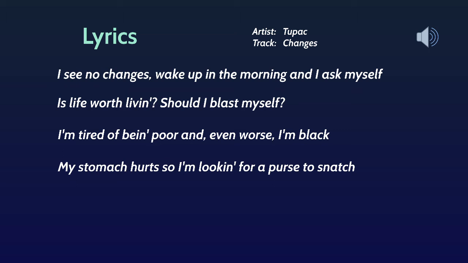Here we see some powerful lyrics with a deeper meaning about being poor and having to steal to find your way because you're hungry. He doesn't literally say the words that he's hungry, but he says, my stomach hurts, so I'm looking for a purse to snatch. This is kind of an indirect use of words to make you think about what it means, because why does he have to steal something because his stomach hurts? But in any case, it's a literary technique he's using to make you think.